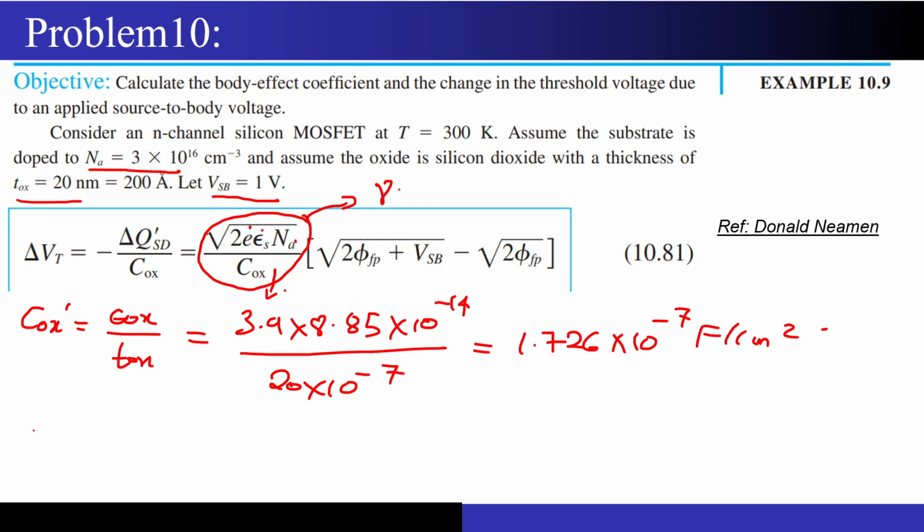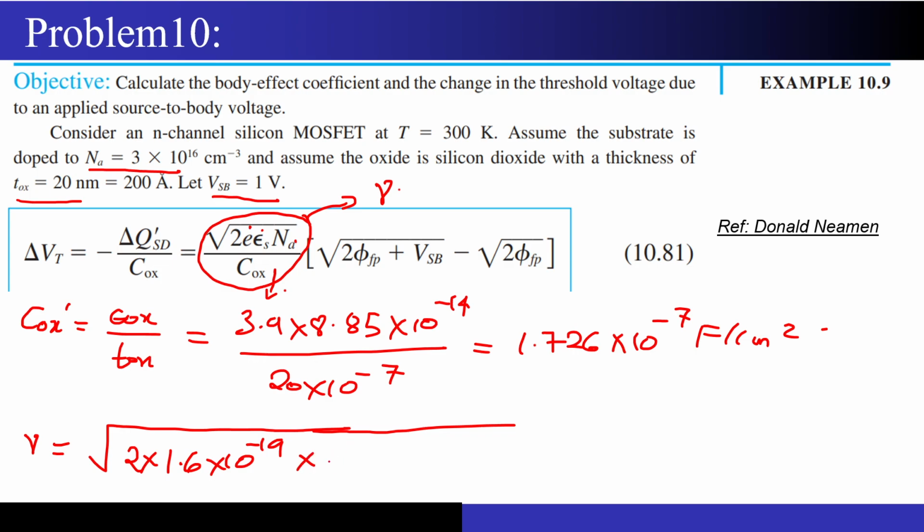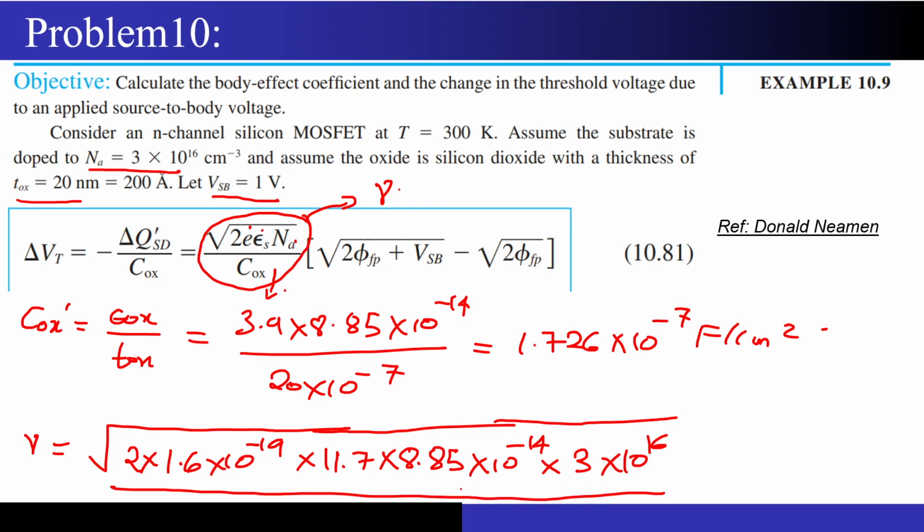Now I have everything to calculate the value of gamma. So let's substitute everything. Root of 2 into, what is the value of Q? 1.6 into 10 to the power minus 19, into epsilon S. Epsilon S is what? 11.7, the epsilon of silicon, into the dielectric constant of free space, 8.85 into 10 to the power minus 14, into Na. So Na is what? 3 into 10 to the power 16. Now once you have that, we also have to divide this thing by Cox, that is 1.726 into 10 to the power minus 7.